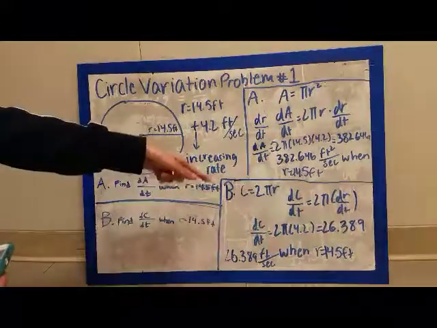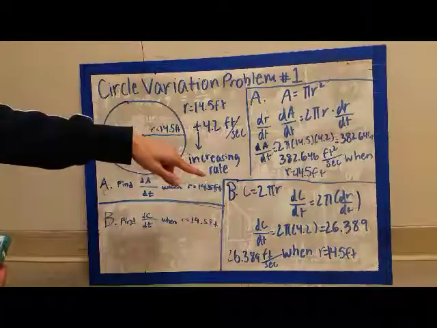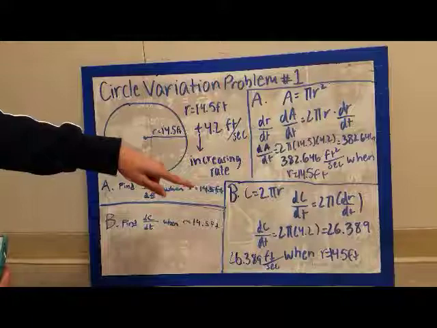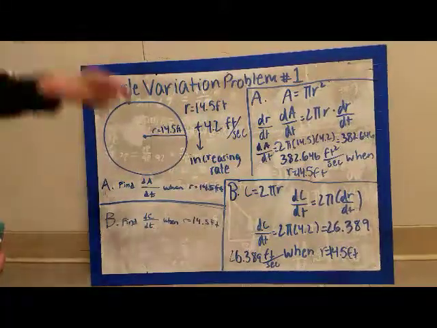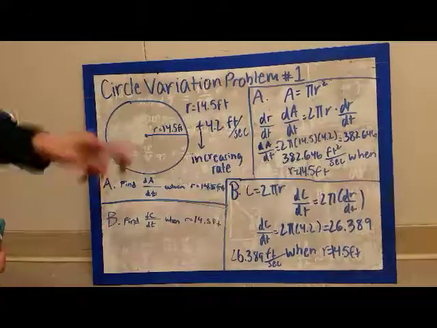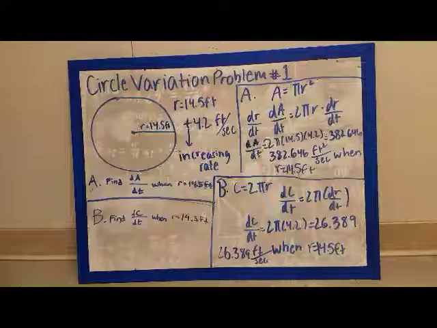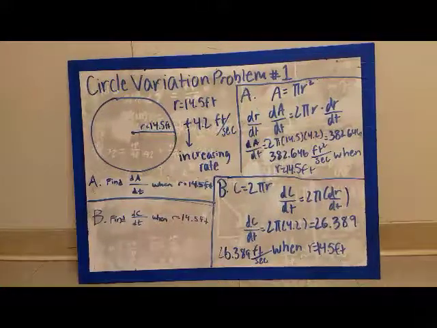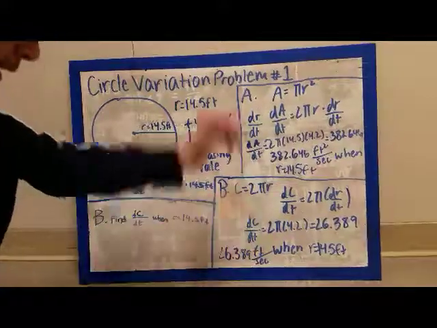So we just use the circumference formula, because that relates the two variables together, and then we just found the derivative of that, which is dC over dt equals 2 pi times dr over dt, and then dC over dt equals 2 pi, and we just plug in dr over dt, which is 4.2, and we get a final answer of 26.389 feet per second when the radius is 14.5.